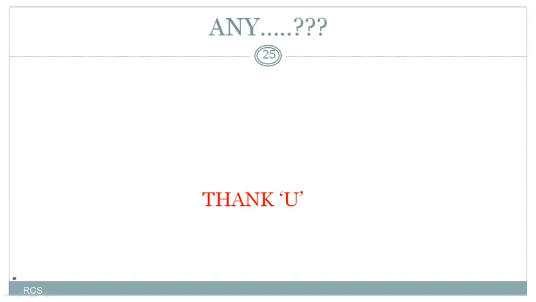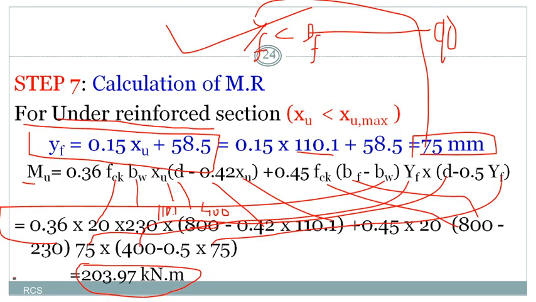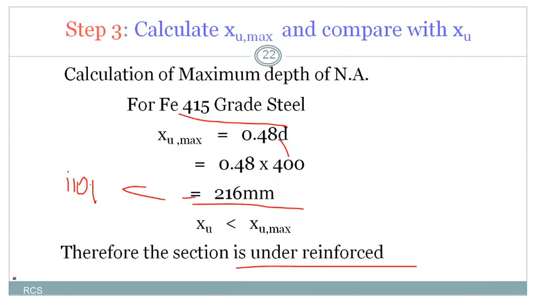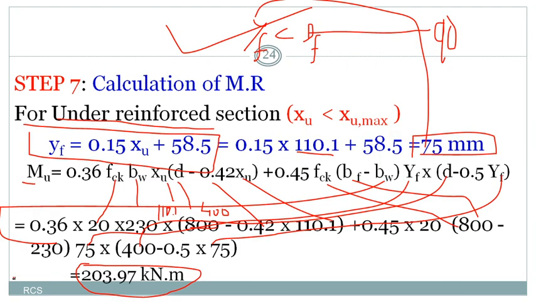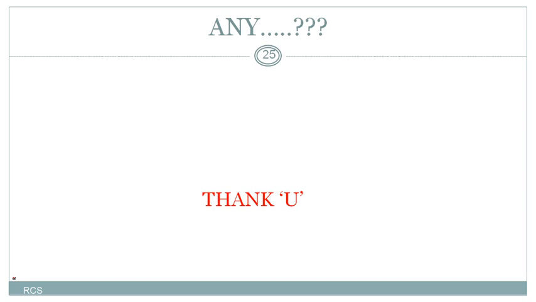That modified depth of the flange is given by IS 456:2000. Yf is equal to 0.15 Xu plus 0.65 Df. From that we can calculate Yf. After knowing Yf, we can calculate the moment of resistance. Before that we have to decide what type of section it is, whether under reinforced, over reinforced or balanced section. Based on that we can make use of our moment of resistance formula.